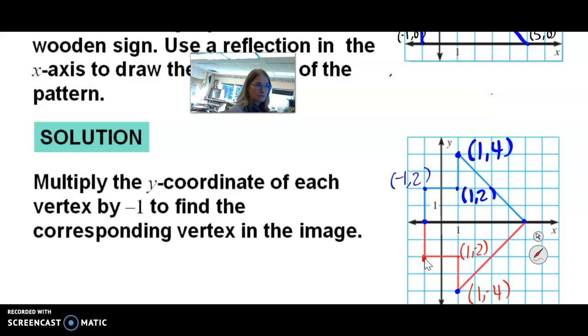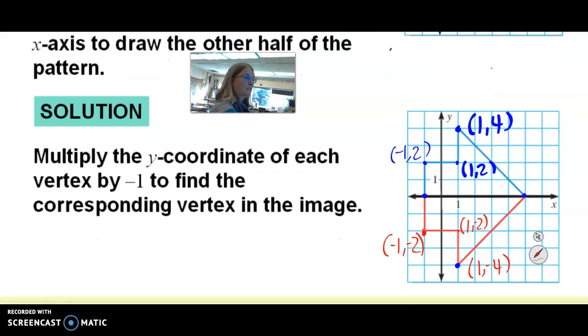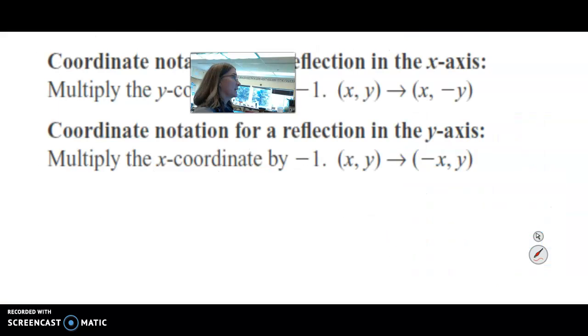The x-coordinate doesn't change. It's just the y-coordinate that changes, and it becomes the opposite of the original image. So if you look at each of those, 1, 4 went to 1, -4. The x-coordinate stayed the same because you're not moving left or right, you're going downward on that same x-coordinate, but the y-coordinate will change to a negative. So you multiply the y-coordinates of each vertex by -1 to find the corresponding image.